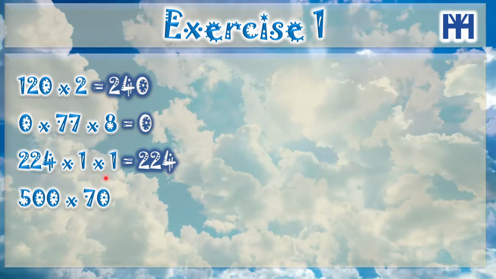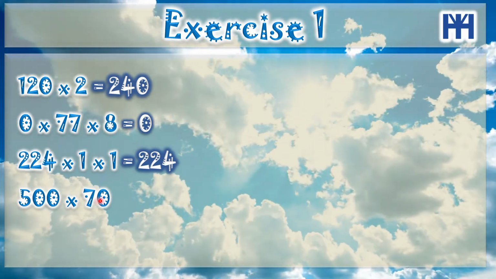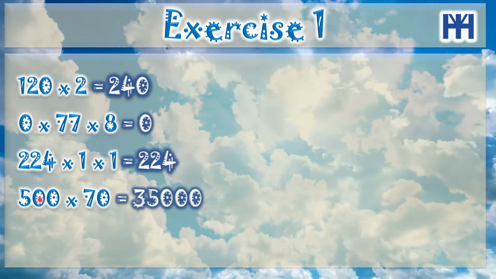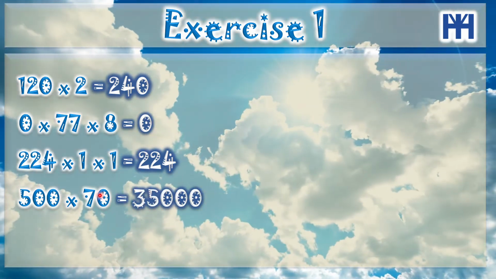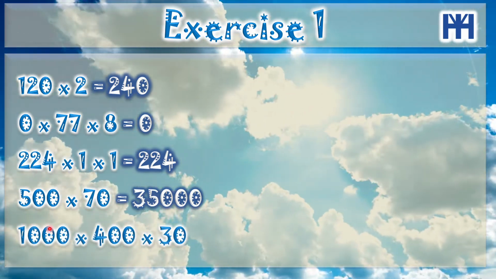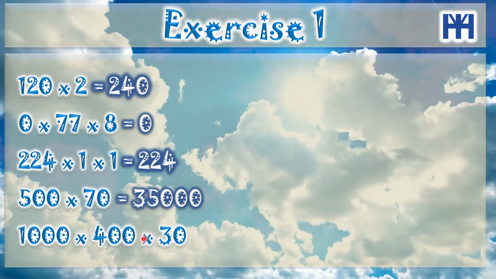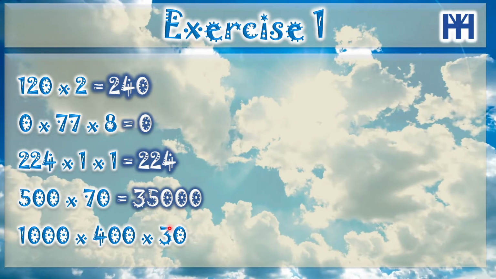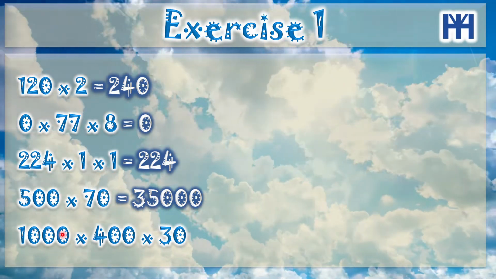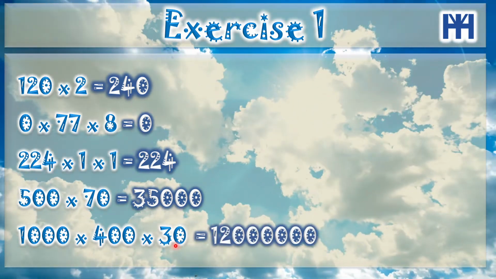Okay, 500 times 70. It's the same as 5 times 7, then add these zeros at the end. So 5 times 7 is 35, and add these two zeros beside the 5 here, and this 0 beside the 7 here. Okay, now we have 1000 times 400 times 30. So first, 4 times 3 is 12. Then add these zeros beside the 12 and these zeros. So in total we have, let's see, 6 zeros. So it's 12 million.